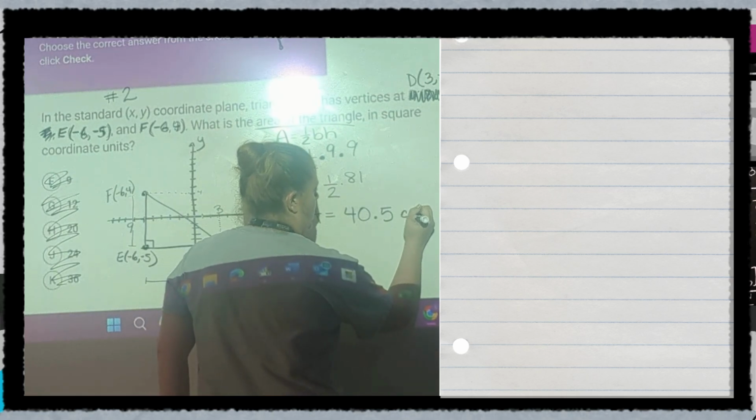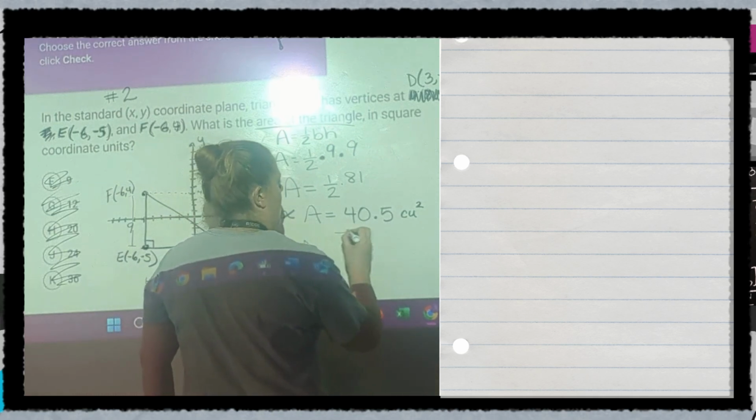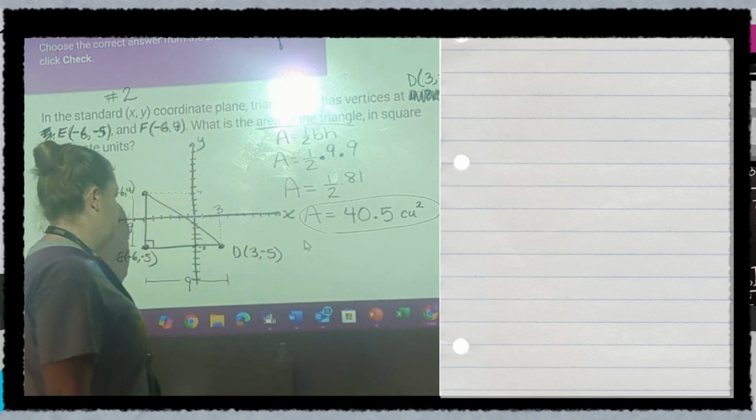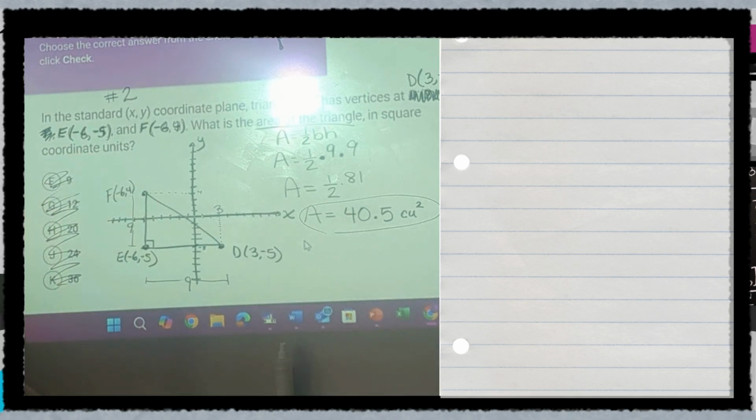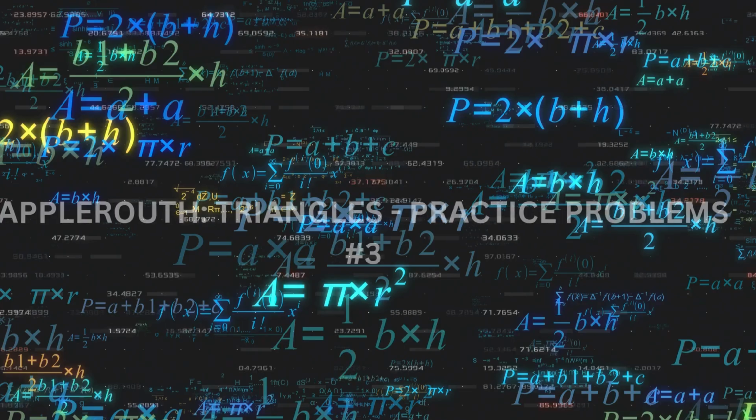So I'm going to put coordinate units squared, but the important part would be the actual number. Of course, it's not shown here because I made this one up. Yours will be different.